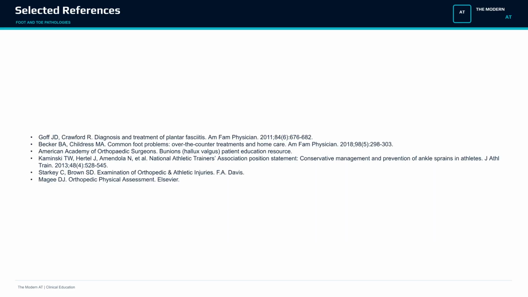These references support the major concepts from the lecture, including plantar fasciopathy, common foot problems, bunions, ankle and foot examination principles, and orthopedic assessment. Encourage learners to use references as part of clinical reasoning rather than as an afterthought. When you are uncertain about a diagnosis, referral threshold, or rehabilitation progression, return to high-quality sources and compare the literature with what you are seeing in the patient.